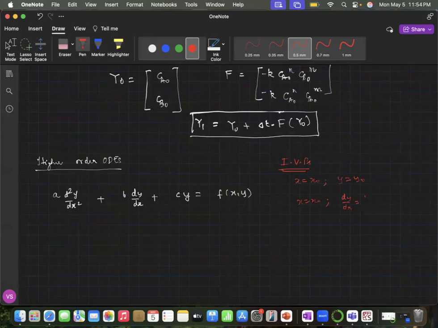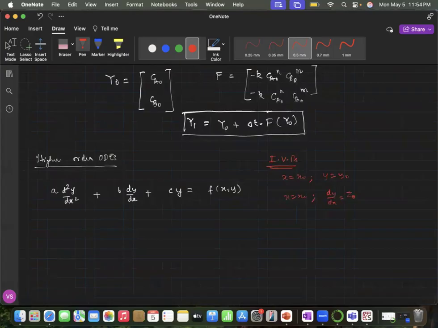So that is how you define a higher order initial value problem. Let's call it z naught, right? So this becomes a properly specified initial value problem, right? And now let's try to solve this problem.